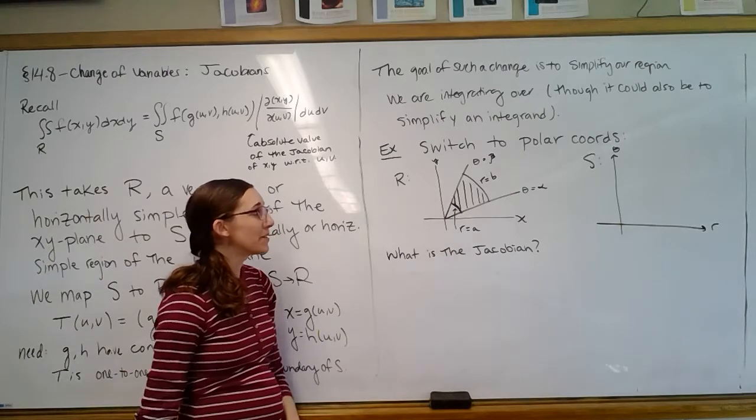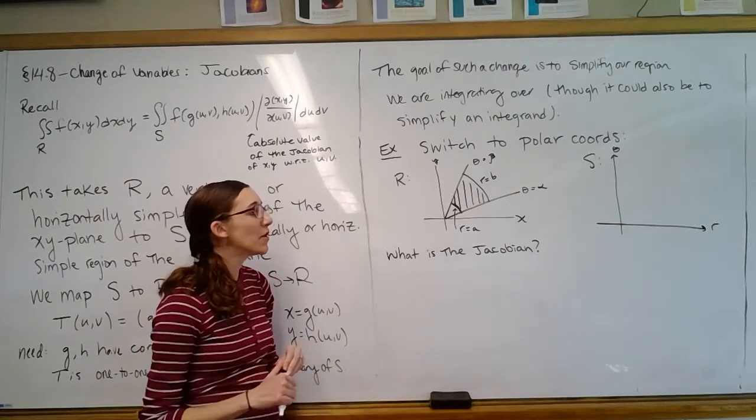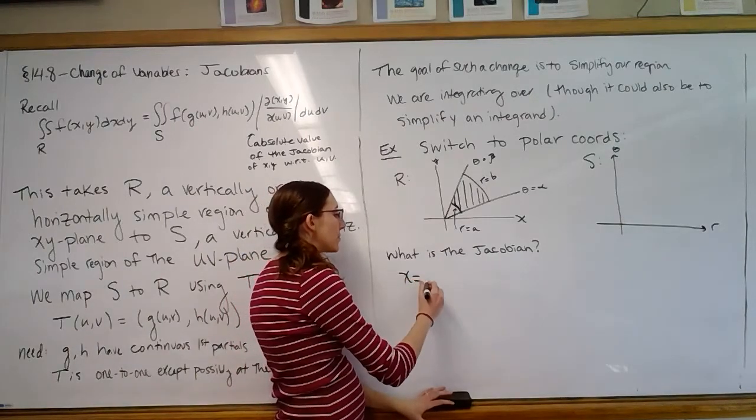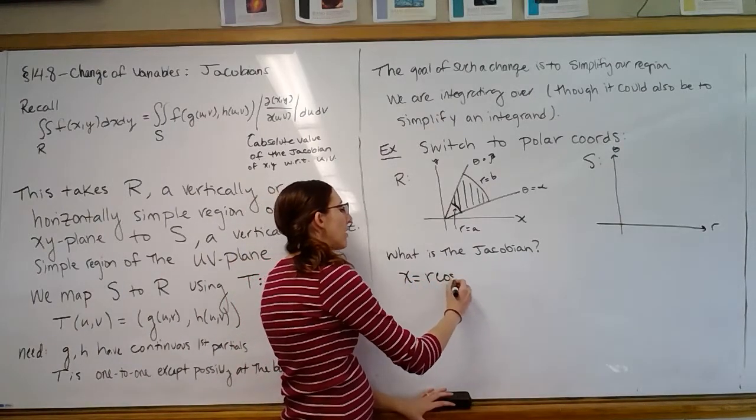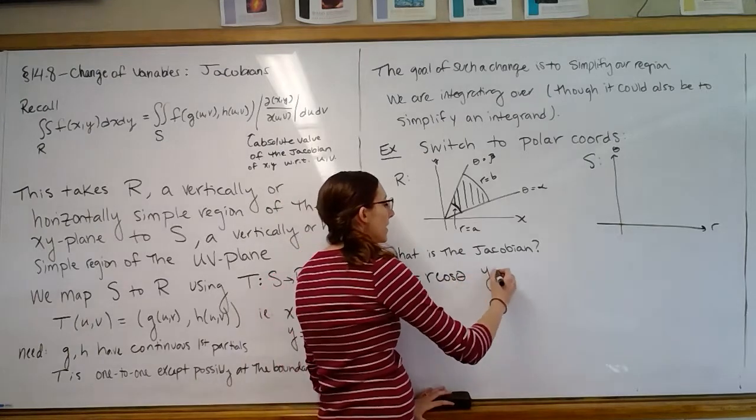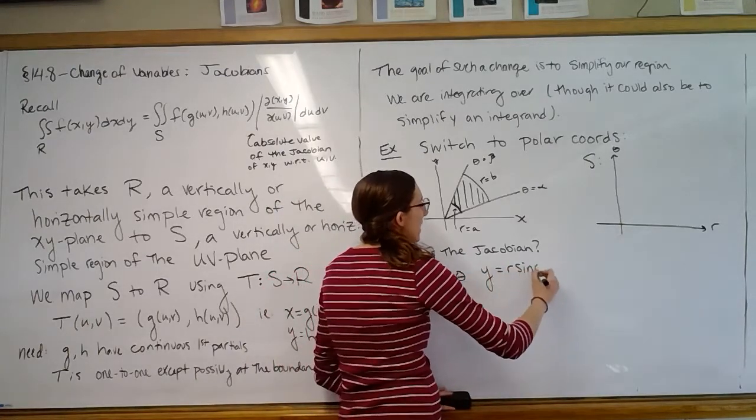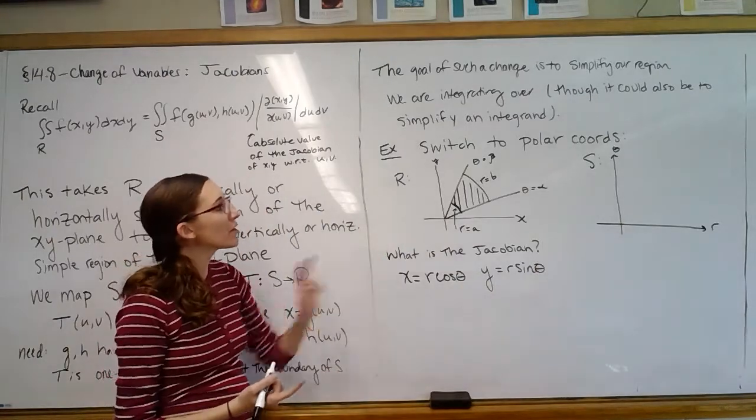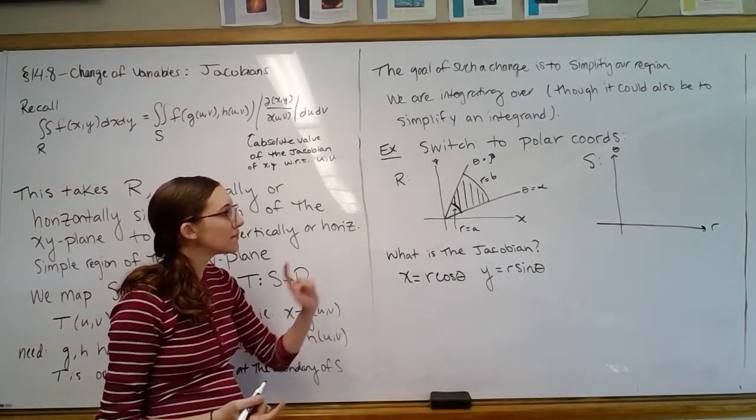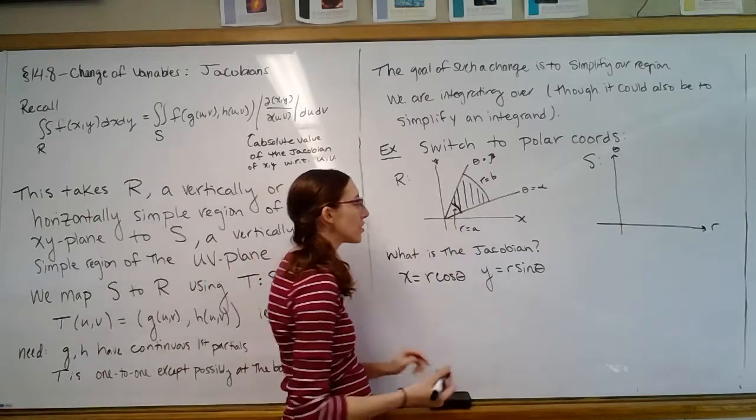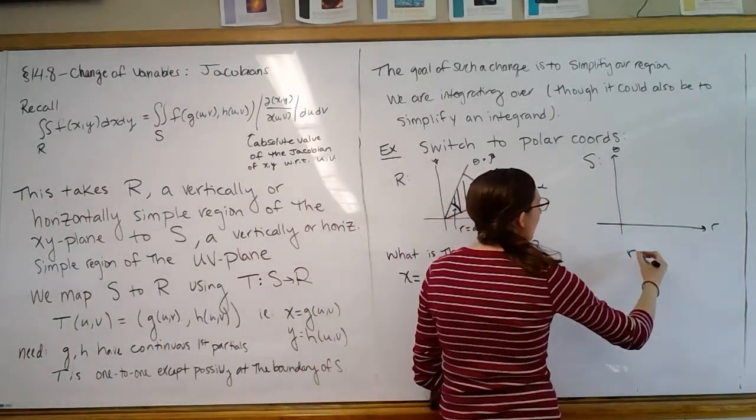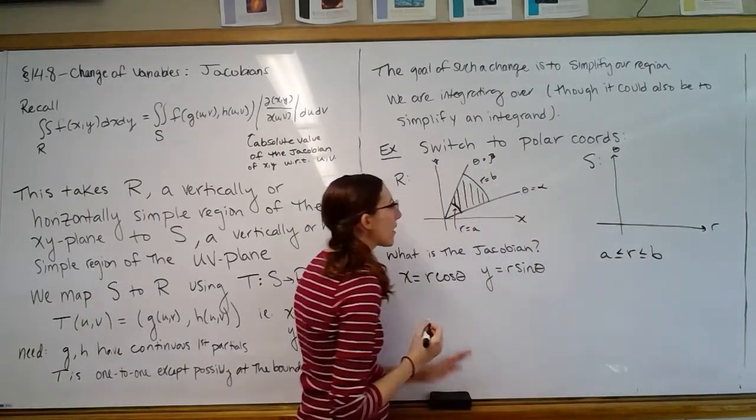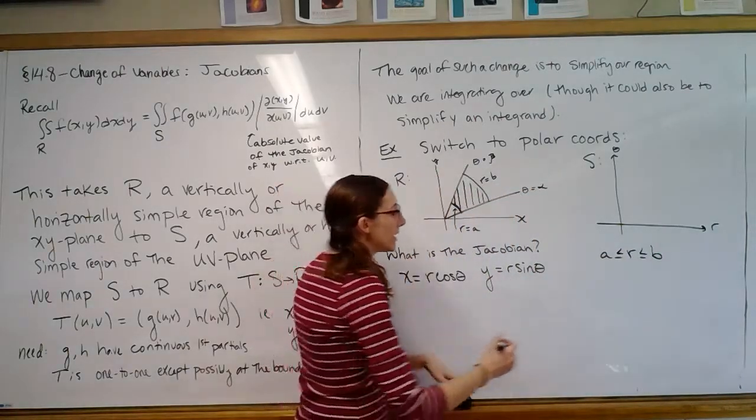However, it is simple to describe in terms of polar coordinates, where in this case, remember, we would have x is represented by r cosine theta and y is r sine theta. So we're making those change of variables. And then if we think about how to represent this, right, we've got r just goes from a to b. And then we've got theta goes from alpha to beta.